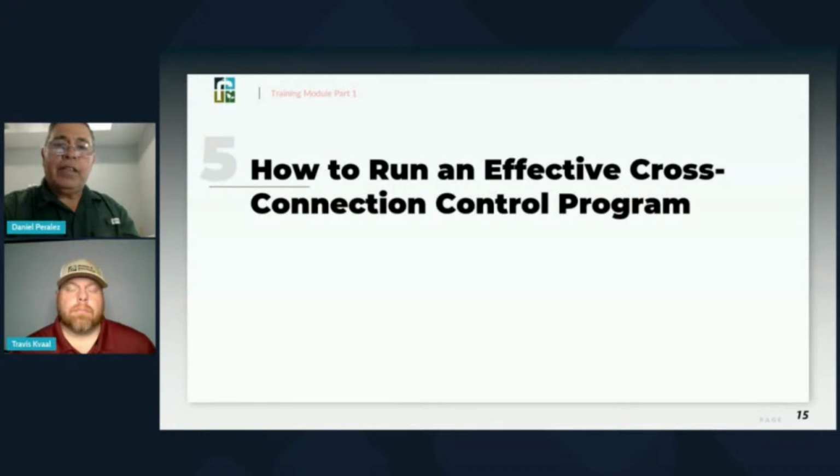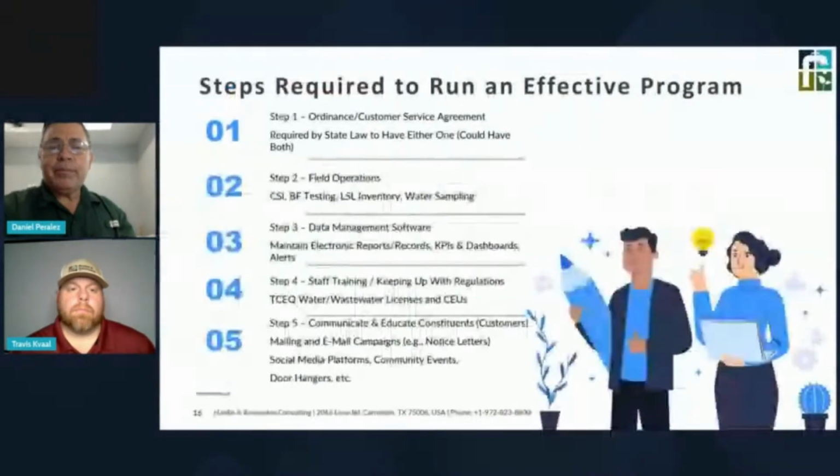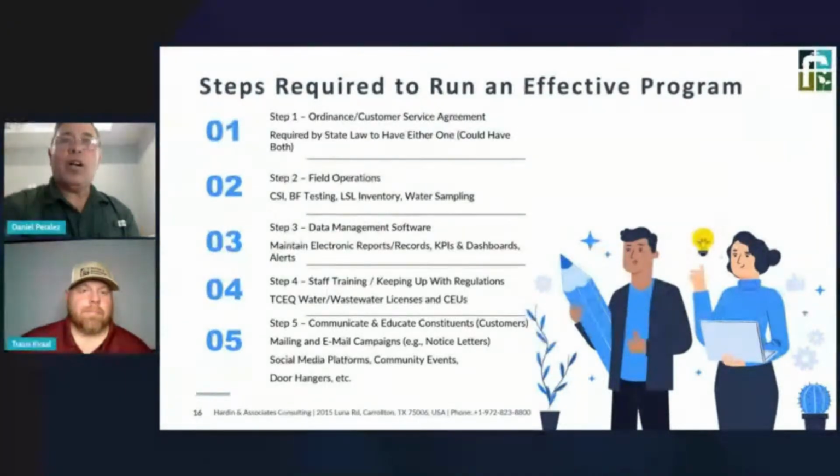How to run an effective cross-connection control program. Let's talk about this one a little bit. There's 5 things we need to look at. We need to look at the water ordinance. I think every utility company or water purveyor needs to adopt a water ordinance and have it adopted by the city. This helps with the enforcement process to having customers install and test the backflow preventers on an annual basis.